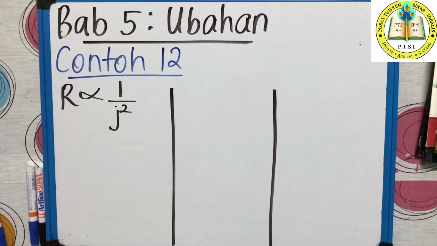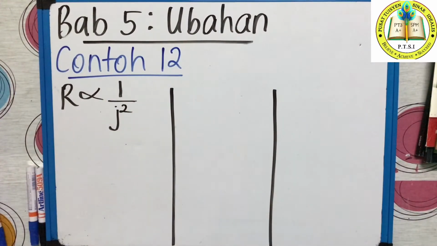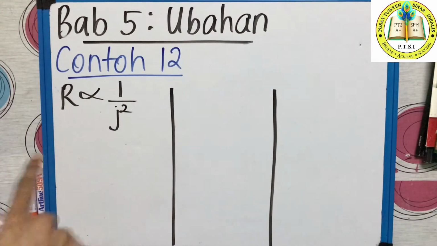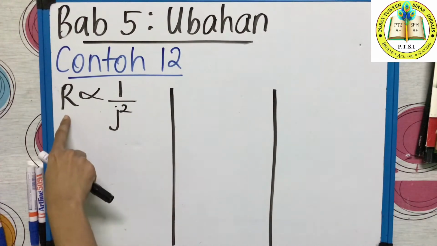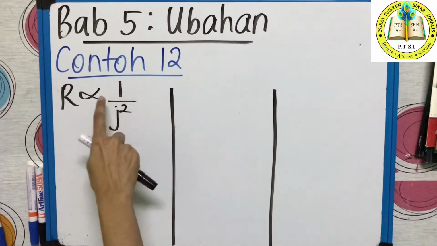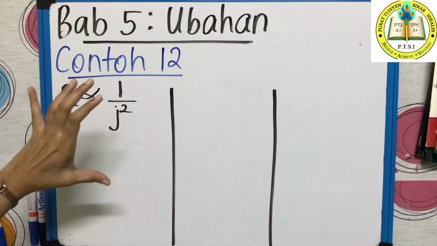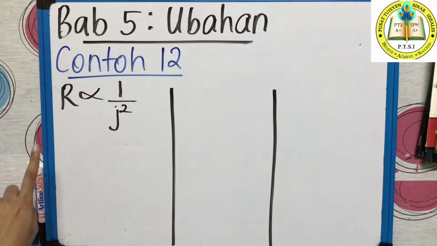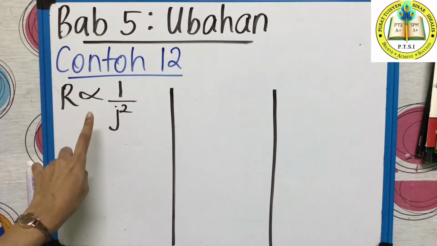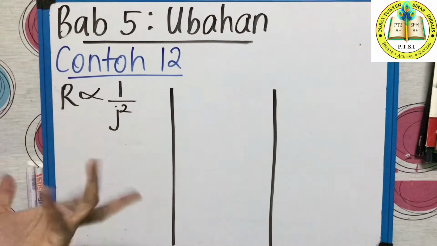Faham, kelas? Tadi kita belajar ubahan langsung. When they say ubahan langsung, you say R, ubahan langsung J kuasa 2. Tapi soalan ni dikata ubahan secara songsang. So when they say inverse variation, it will be R, then the variation 1 over. Ingat, kalau songsang, itu mesti bentuk pecahan. 1 over. Understand, class? So they say R, ubah secara songsang dengan kuasa 2 jejari. So, 1 over J kuasa 2.